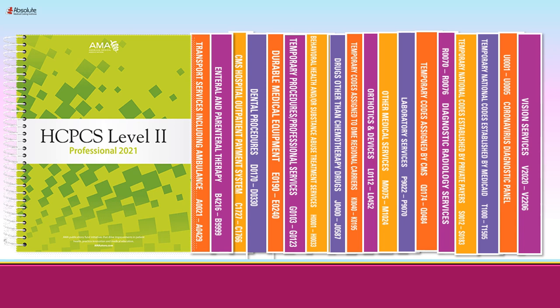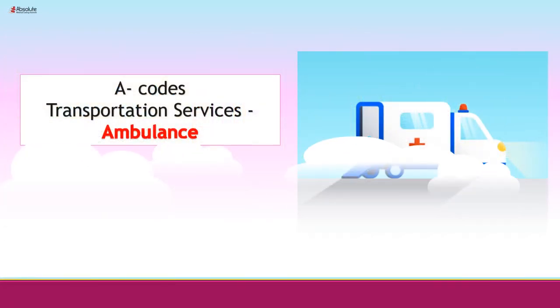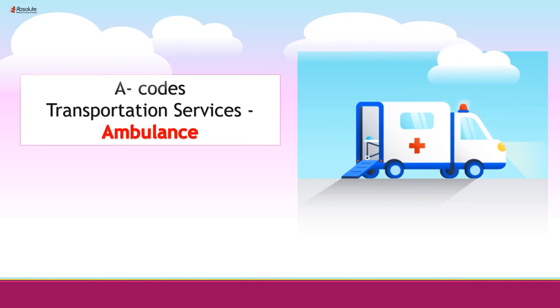Let's start with the transport services, including ambulance, the A codes. So now let's begin our discussion. We're going to go ahead and look at the A codes. In your HCPCS Level 2 national codes, the A codes house transportation services, including the ambulance, which we're going to be looking at in a little bit. But I also want to mention that in this code group, you will also find medical and surgical supplies, administrative, miscellaneous, and investigational codes. But again, our focus for this particular presentation is on transportation services and ambulance.